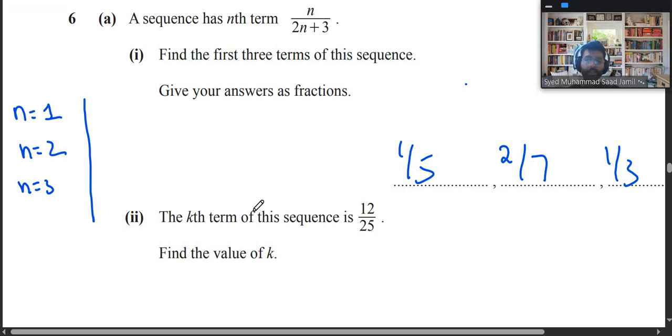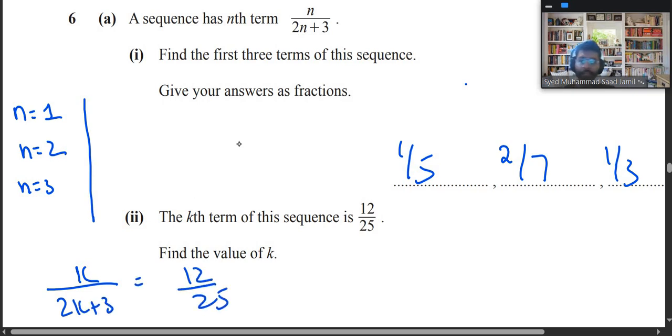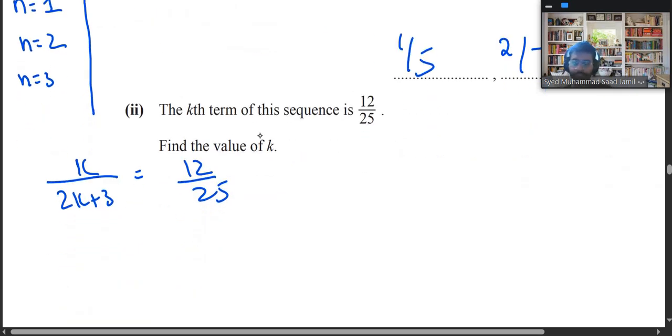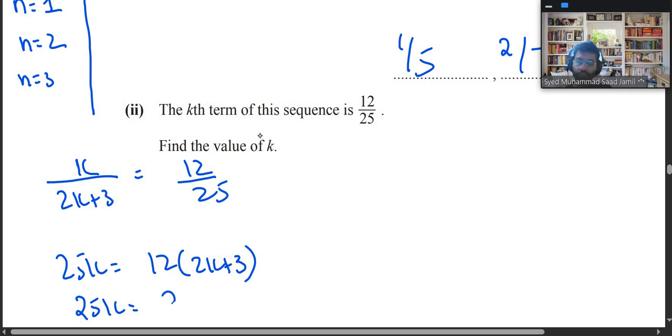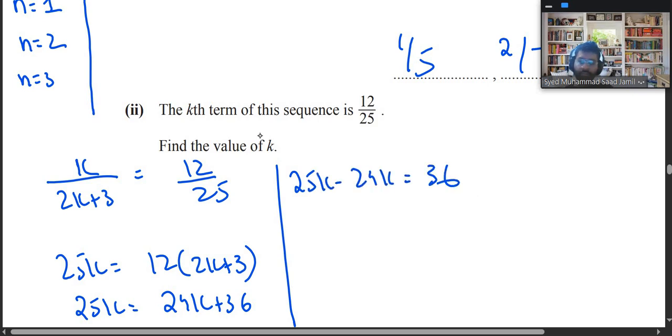It says the kth term of the sequence is 12 upon 25. Find the value of k. So look, instead of n, just write k. This becomes k upon 2k plus 3. This is equal to 12 upon 25. So this will become 25k is equal to 12 multiplied by 2k plus 3. 25k is equal to 24k plus 36. 25k minus 24k is equal to 36. k is equal to 36.